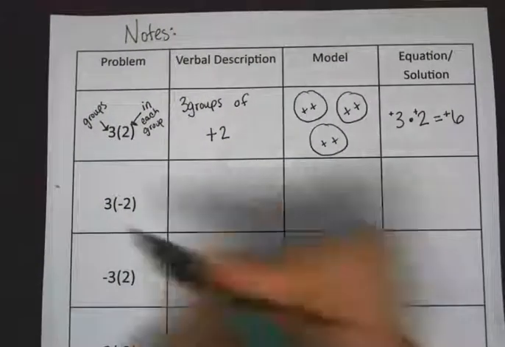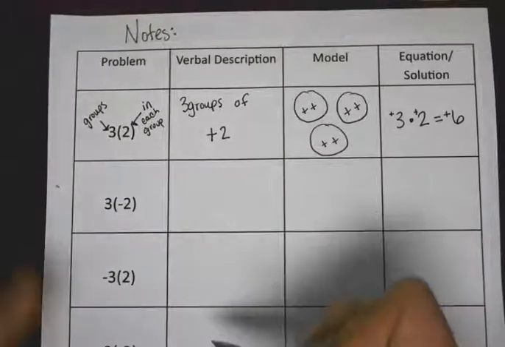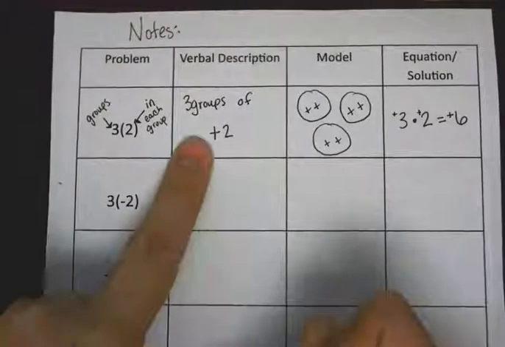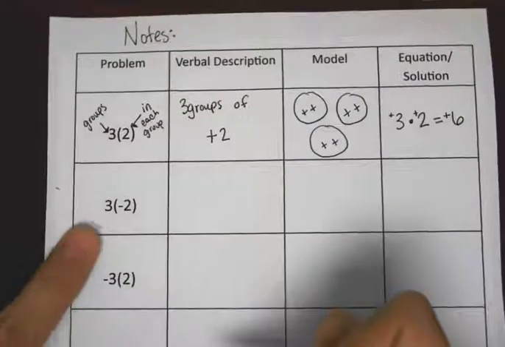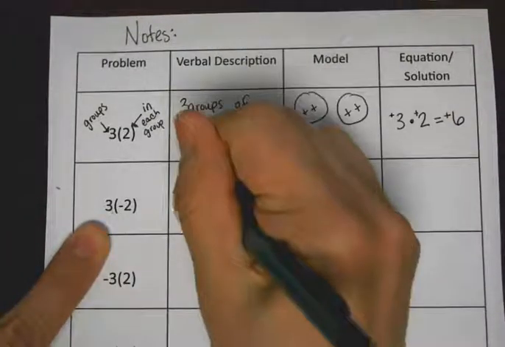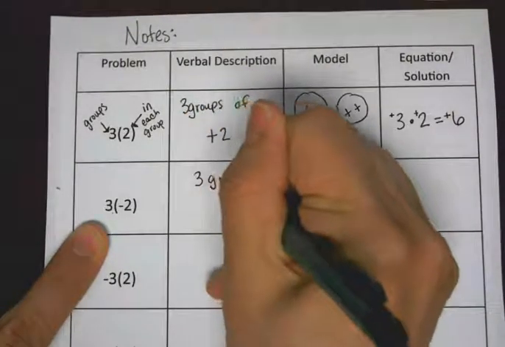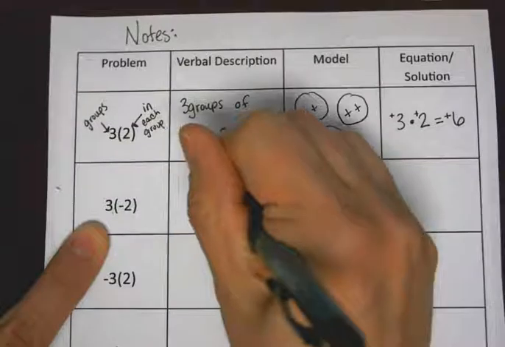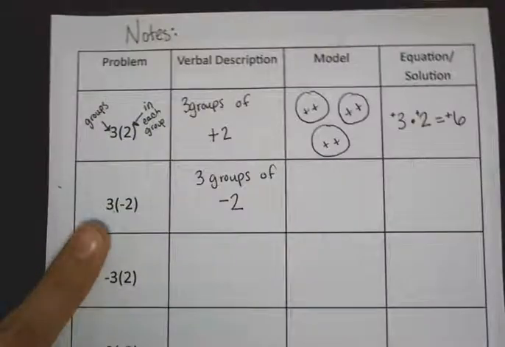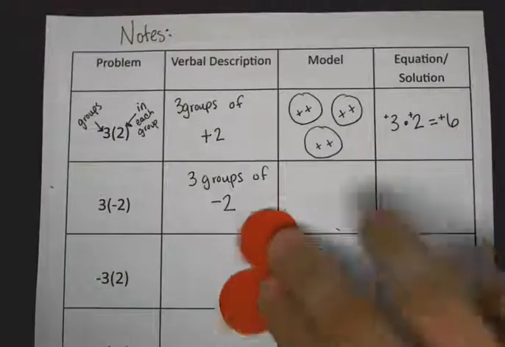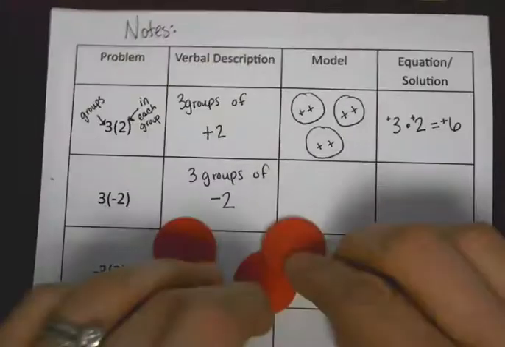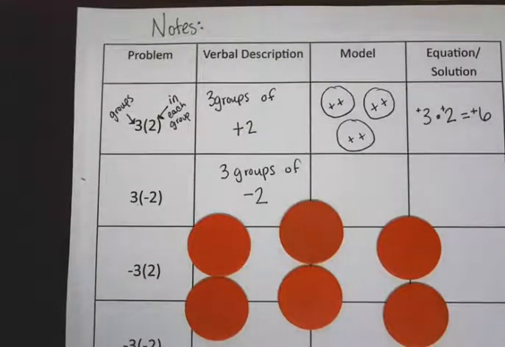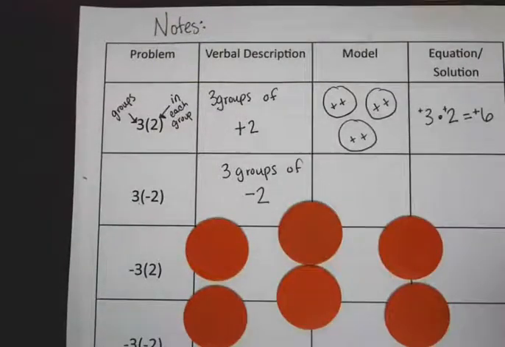Now what's new to us is these negatives. So we're going to use the same exact format here. We're going to talk about groups and what's inside of each group. And that's how we're going to model. So this verbal description would still be 3 groups of, my second number is -2, so each group is going to have 2 negatives. That would look like this with counters. I'm going to do a group of -2, one group, 2 groups of -2, and 3 groups of -2. So that's a total of 1, 2, 3, 4, 5, 6 negatives.